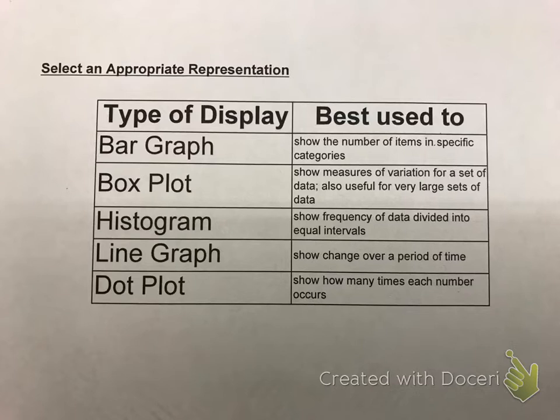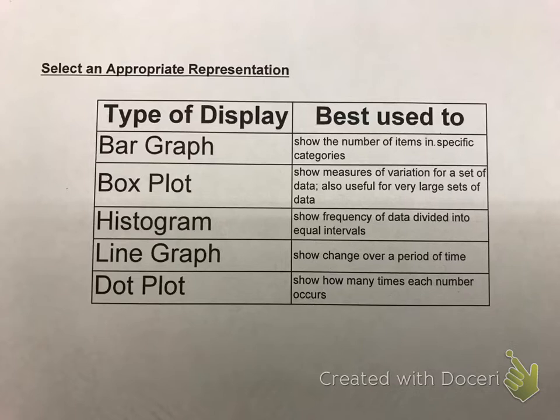There will be others, but these, like I said, are the most common that you will see. And the best use for a bar graph is that it shows the number of items in specific categories. That's the key thing for a bar graph. If there are no categories to compare, then a bar graph is probably not the best way to represent the data. A box plot shows the measures of variation. It's very useful for large sets of data.